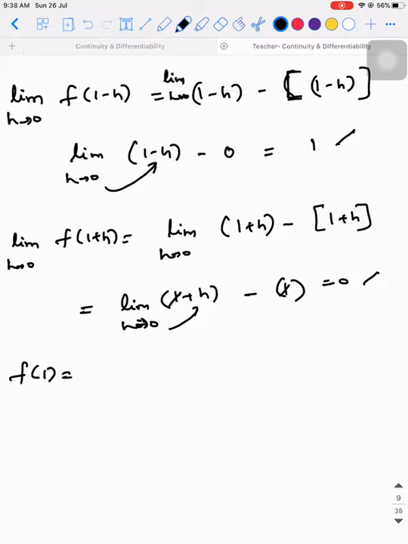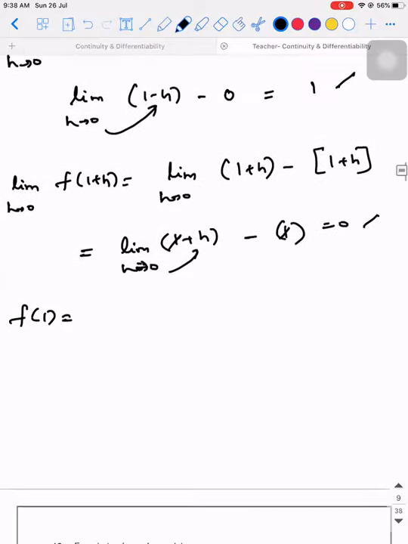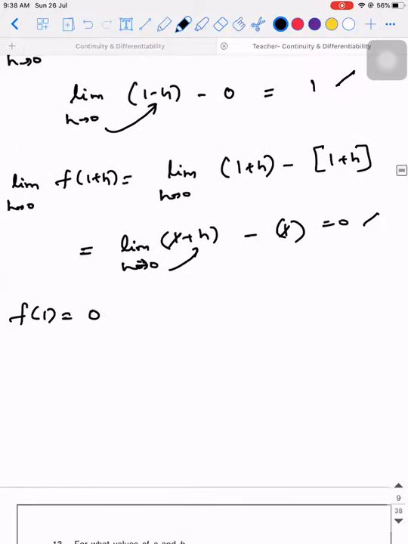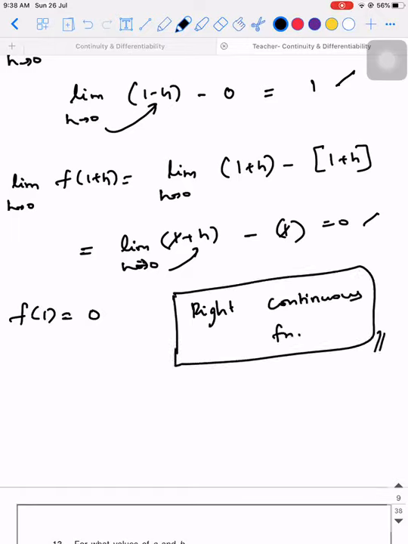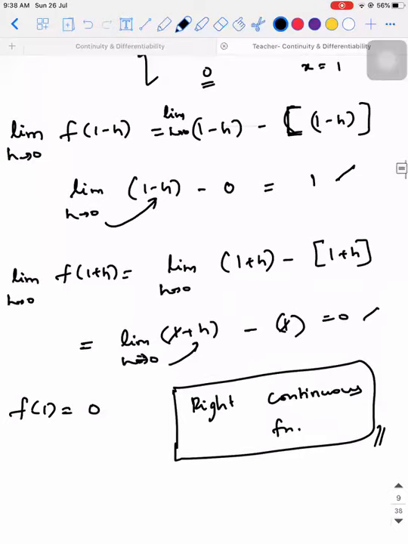What is f of 1? 0. So is it a continuous or a discontinuous function? Discontinuous. It is discontinuous, but it is right continuous. Got it? So in most of the cases where the greatest integer function is involved, it becomes a discontinuous function. If you're clear with this, I'll proceed to the next one.